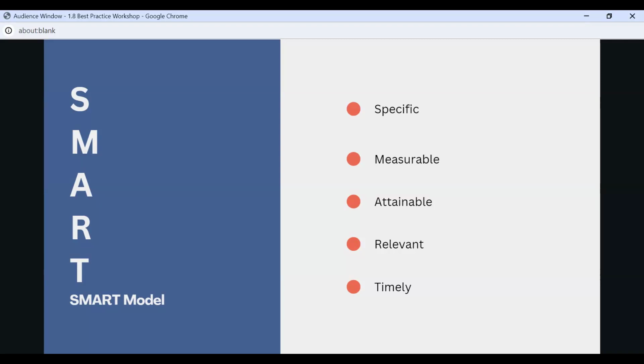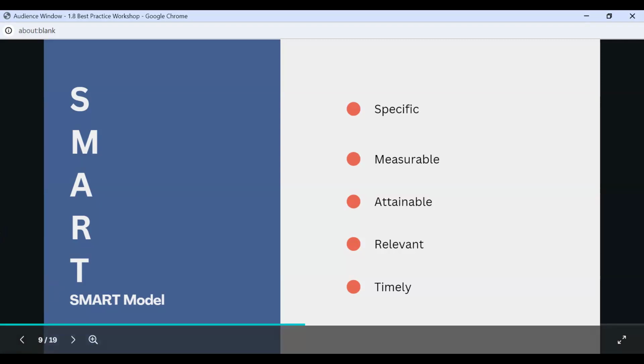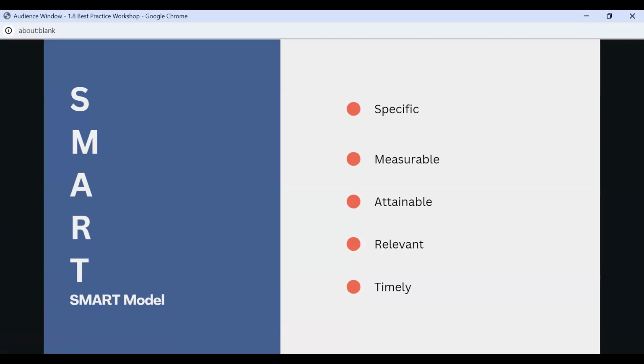And SMART stands for specific, measurable, attainable, relevant, and timely. And these are pretty self-explanatory. But in terms of specific, is it clear? Is it direct, like identifying the steps? Is it measurable? Can it be observed and assessed? Is it attainable? Can a student reasonably accomplish this task during the given time frame, right?